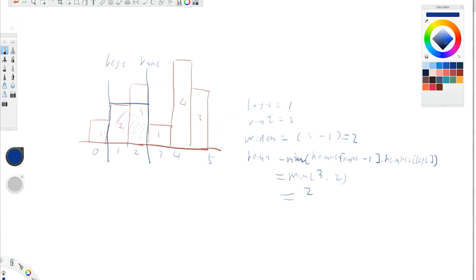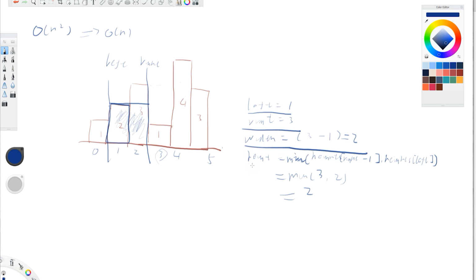Before we go into the detail of how to go from O(n squared) to O(n), let's look at one particular example of how to calculate the area. Suppose we have the right boundary at this bar, and the left boundary at this bar. We denote each boundary using the index of the bar to the right of that boundary. For example, left is 1, and although right is here, we use the index 3 to denote the boundary here. So the width of this rectangle can be represented by 3 minus 1. That's easy to see, right?